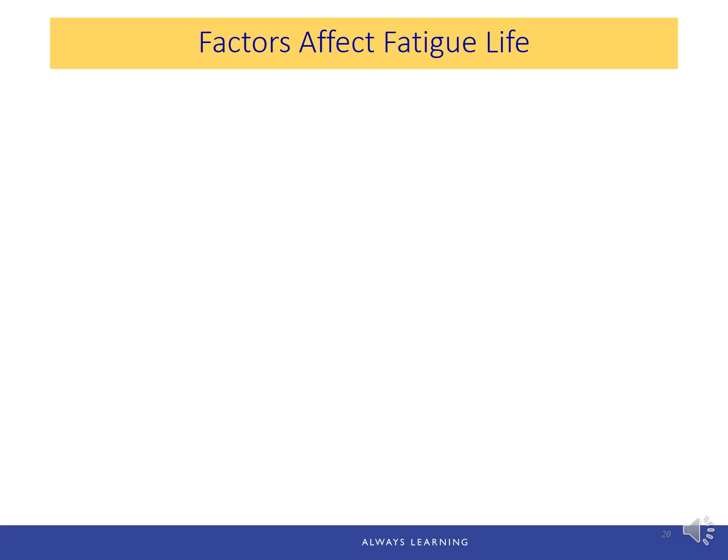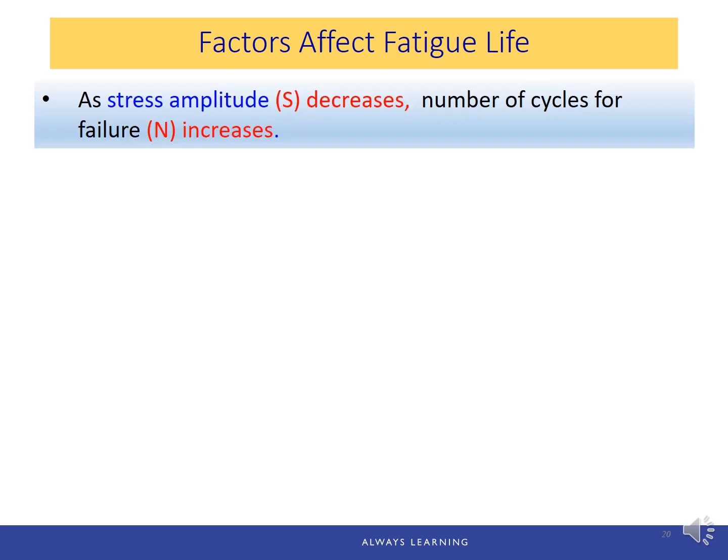There are many factors that can affect the fatigue life of the material. So here we're just going to present several of them. The first one is the stress amplitude S or sigma a. When the stress amplitude decreases, the number of cycles to failure, which is N, will increase. Which is easy to understand, which means when we lower the stress level, the material will last longer, or the material will last for more cycles.